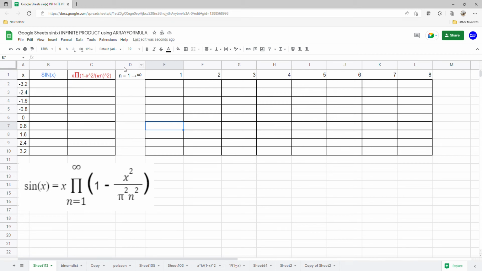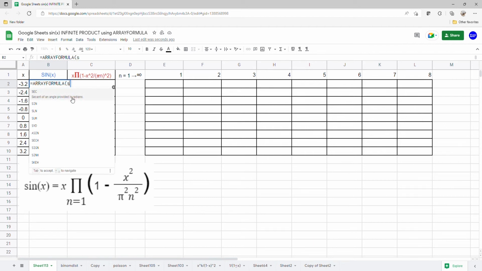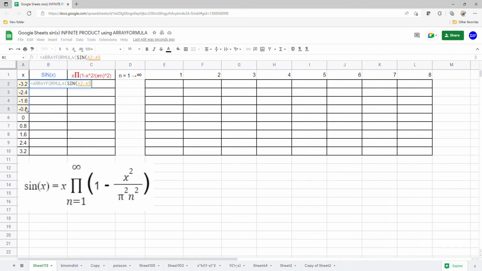In this video, we will generate the dataset of the sine function using the infinite product. First, we generate the dataset of the sine function. So, array formula: sine of the x values from negative 3.2 to positive 3.2.